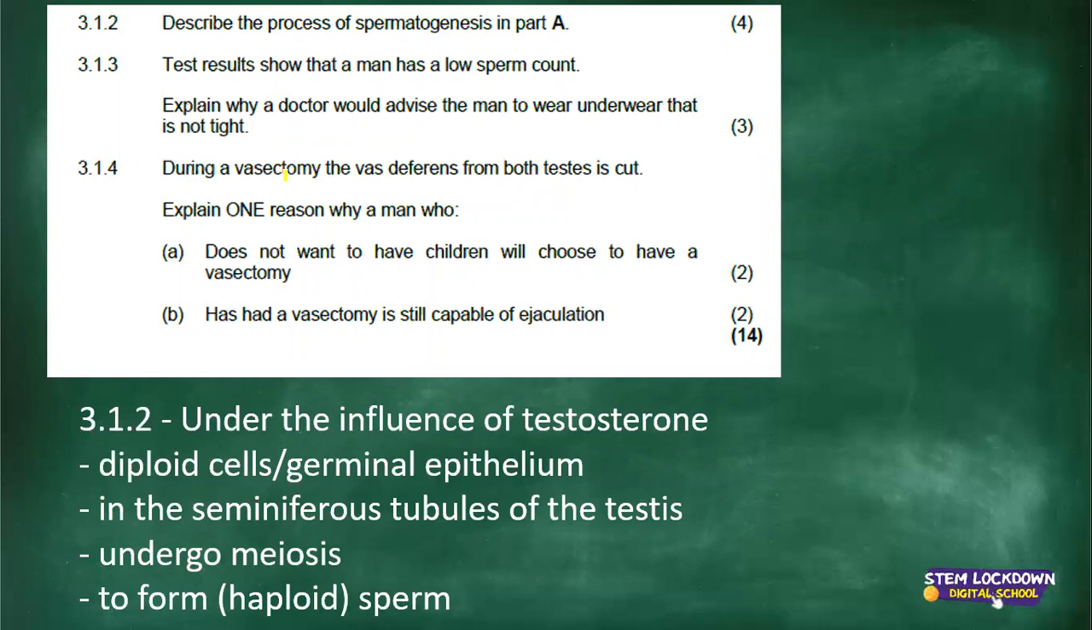I wrote these in point form so that you can follow easily and you can take note of what is important to write. It's important you mention that it happens under the influence of testosterone, that hormone responsible for the production of sperm cells, right, and various other functions in the male reproductive system. So it's under the influence of testosterone, whereby the diploid cells in the seminiferous tubules of the testis will undergo meiosis to form the haploid sperm.